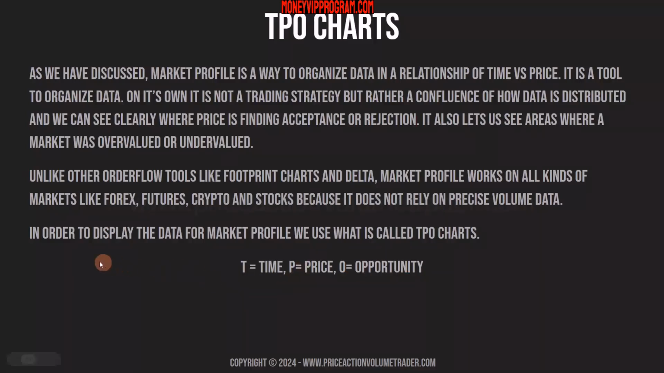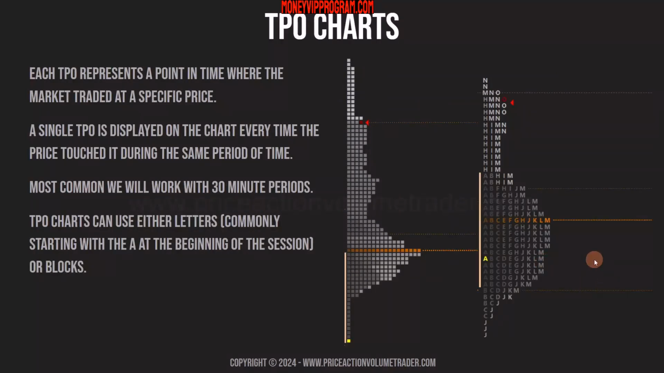So in order to display the data for market profile, we use what are called TPO charts, and each of the letters means: T stands for time, P for price, and O for opportunity. Remember we talked about the market being an advertising mechanism, so there's the opportunity for market participants to interact and get in on the trades.